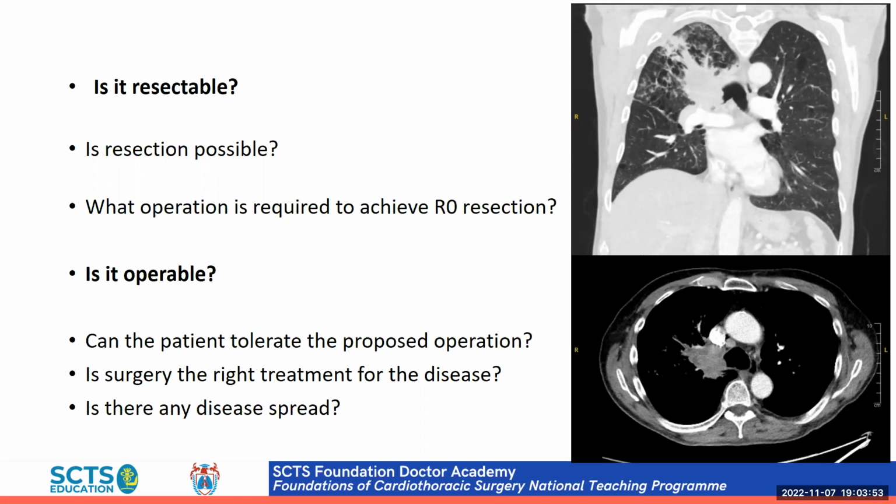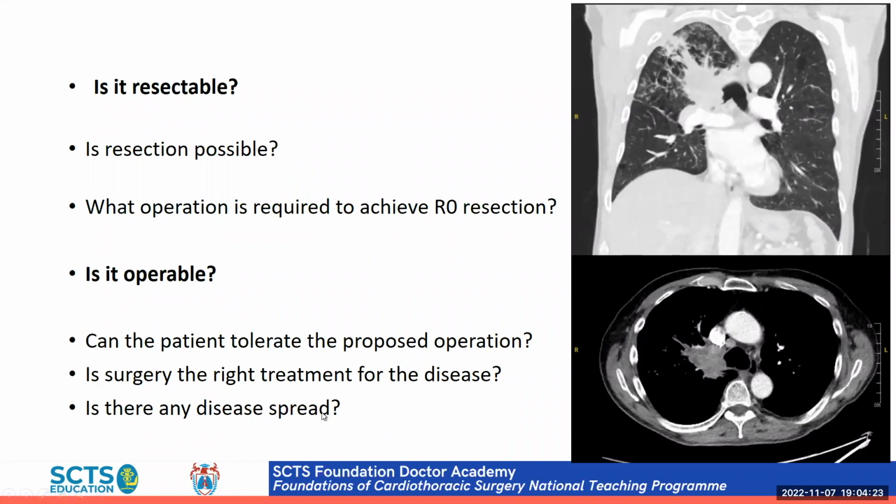And the second question for any patient that I'm going to operate on is, is that patient operable? And this means, would the patient tolerate the proposed operation that I am going to do? Will that patient tolerate a lobectomy or a pneumonectomy or a carinal pneumonectomy? Is the surgery the right treatment for this particular disease? We don't know, for example, the diagnosis. This could be small cell cancer, and small cell cancer usually is not treated by surgery.